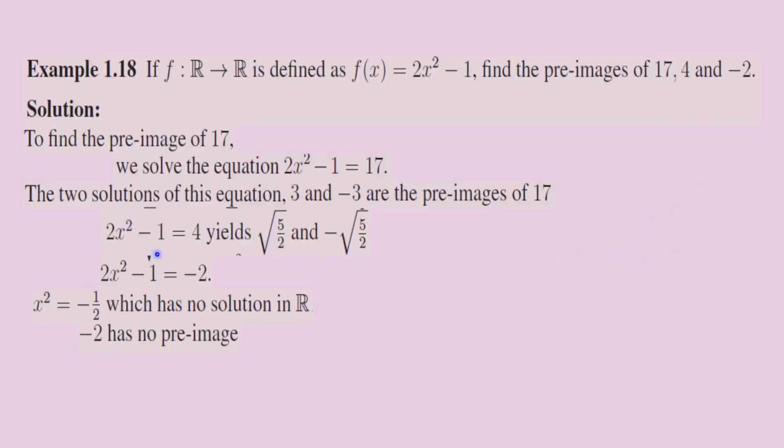Next 2x square minus 1 equal to 4. இங்க next 4 க்கு pre-image கண்டுபிடிக்க போறோம். This minus 1 come this side plus 1. So 4 plus 1 is 5. So x square equal to 5 divided by 2. So x equal to கண்டுபிடிச்சோம் அப்படின்னா plus or minus square root of 5 by 2 கிடைக்கும். So அதுதான் இங்க எழுதியிருக்காங்க. Next we are going to find the pre-image of minus 2. So that you have to take 2x square minus 1 equal to minus 2. This minus 1 comes this side plus 1. So minus 2 plus 1 means minus 1.